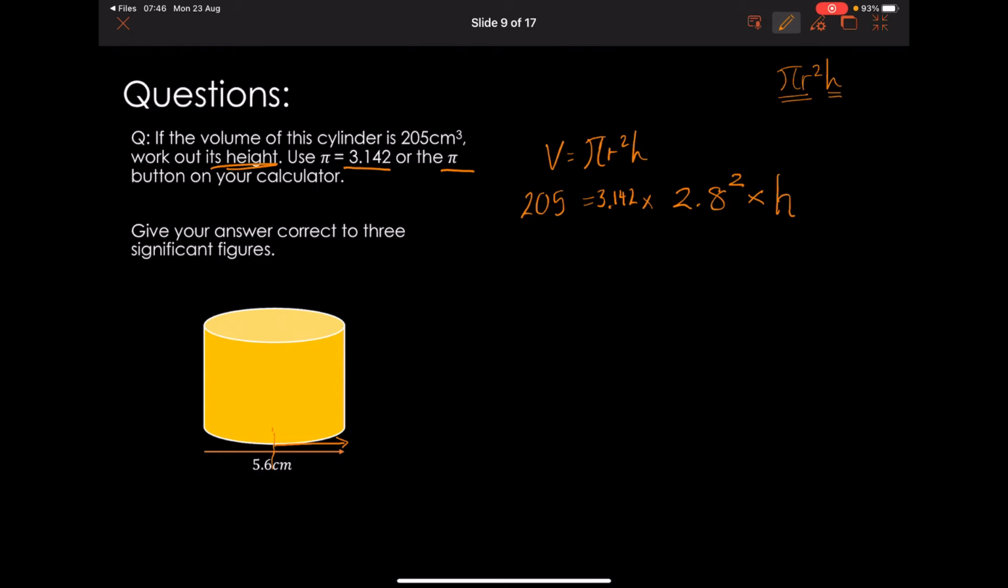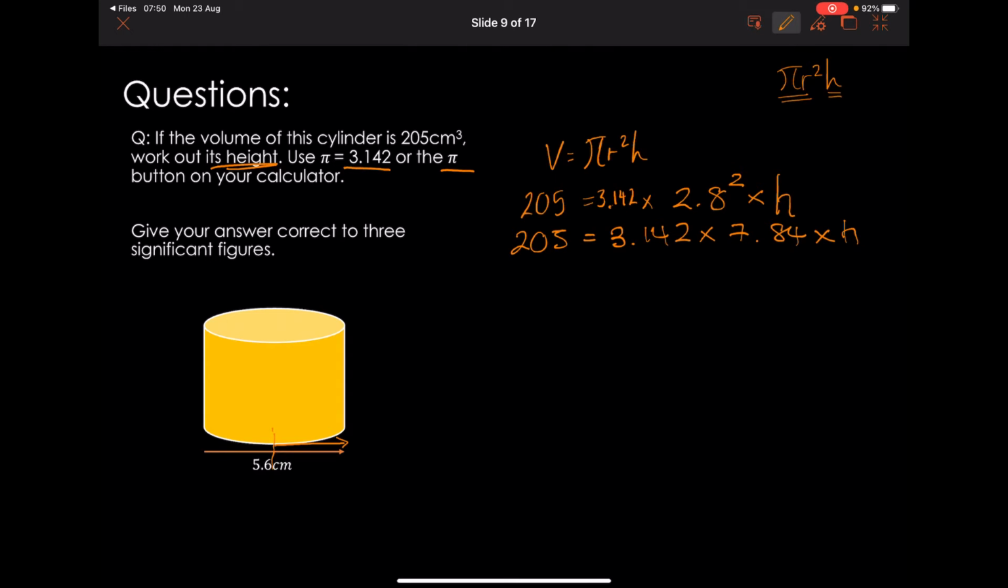So what I've got here, again, I'm just going to write this out again. I've got 205 equals 3.142 times, and then I'm going to do 2.8 squared, because I like to just cancel it down a little bit and make it a little bit easier for myself, times by h.